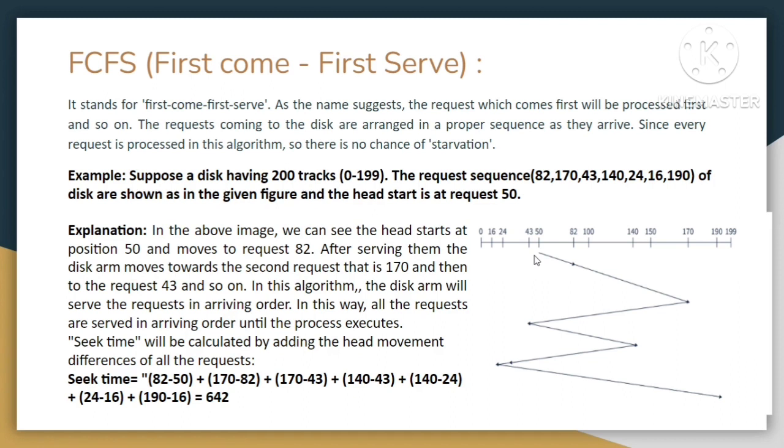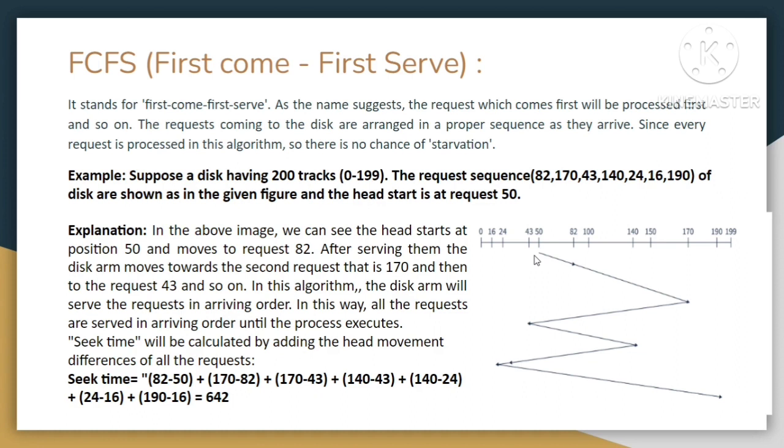So there will be no starvation. Starvation means there is no biasness. The person who arrives first will be served first. It will not happen that a person who comes later will be served first, or that a person who arrived first has to wait for a long time. So fairness is the main factor of FCFS. This algorithm is fair. There is no biasness and there is no starvation. Starvation means the process does not need to wait for an indefinite time.